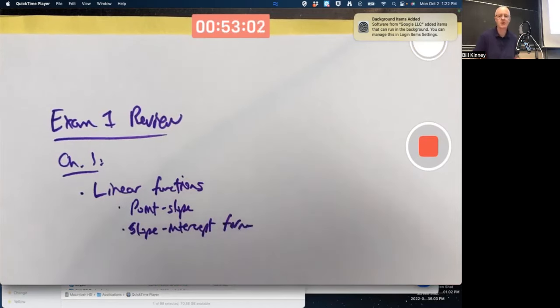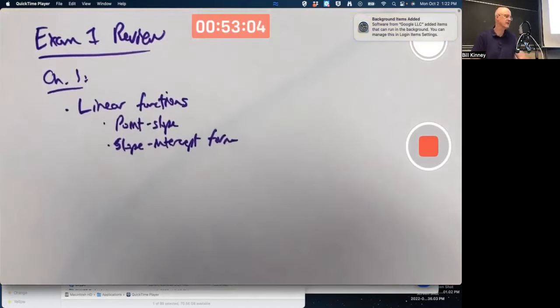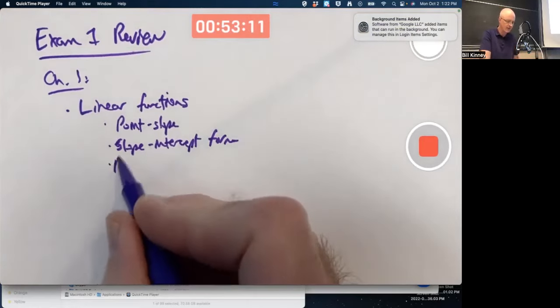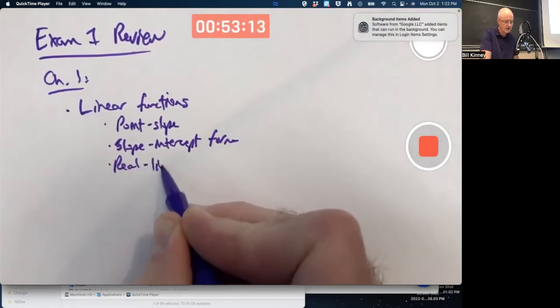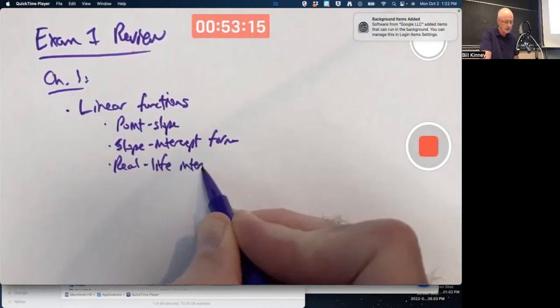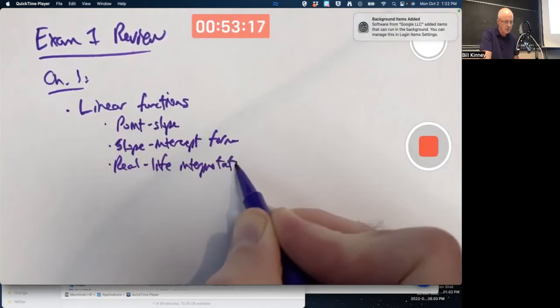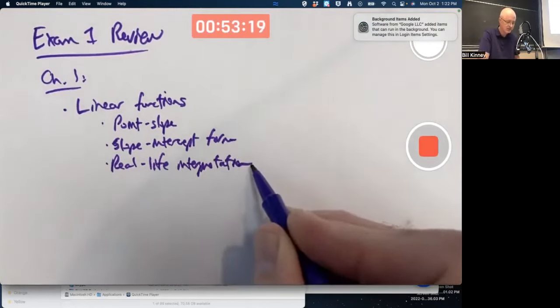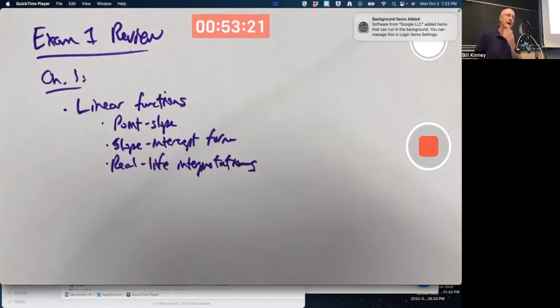Of course, that also means you should be able to graph linear functions, plotting points, knowing the slope, knowing the intercept. But it also is some real life interpretations of the slope as a rate of change of y with respect to x. And what does that mean? It's telling you how fast y changes as x changes.